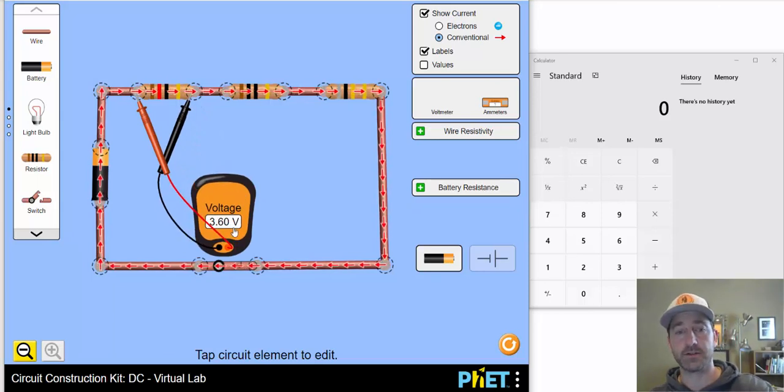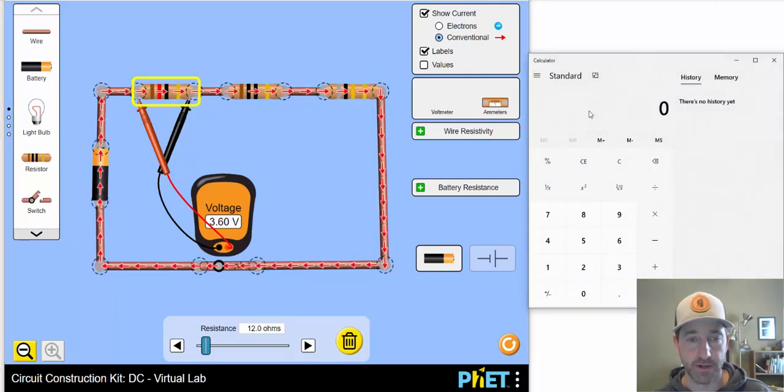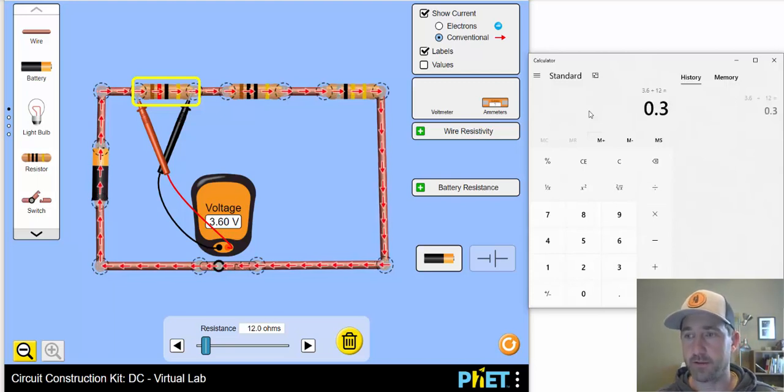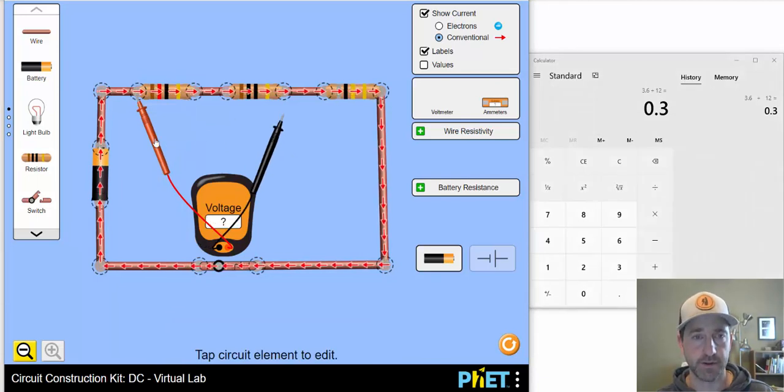So here I've got 3.6 volts being used by the 12 ohm resistor, and I can go over to my calculator here and use Ohm's law to calculate what the current should be. It should be voltage divided by resistance. So 3.6 divided by 12, and I get 0.3 amps of current. Let's try for the other resistor.